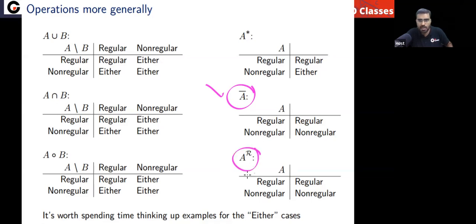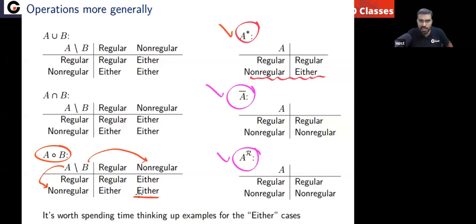Similarly, reverse: regular reverse will be regular, non-regular reverse will be non-regular. And what about star? Regular star will be regular, but non-regular star can be anything. This we have already seen. Similarly, concatenation: if A is non-regular and B is non-regular, then the result can be anything. And if A is regular and B is regular, then the result will be regular.